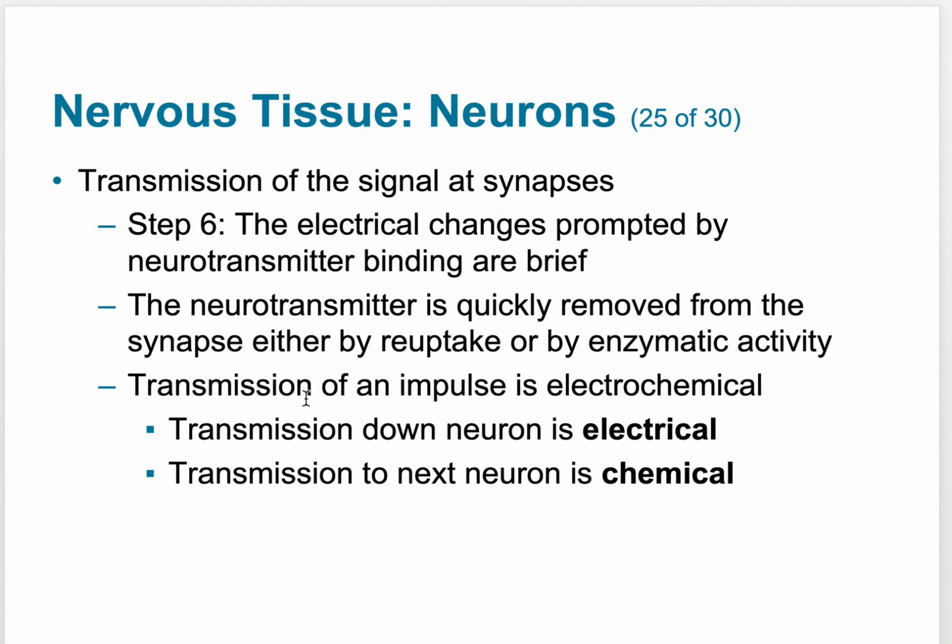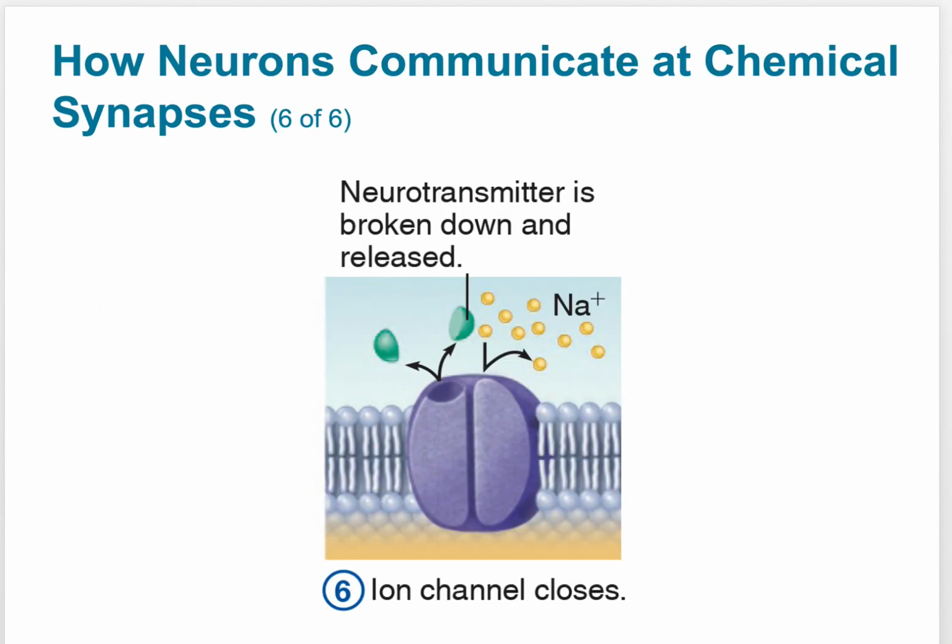So transmission of an impulse is electrochemical. Transmission down the neuron is electrical because you're flipping charges, and then transmission to the next neuron or muscle or gland is chemical, and that's used by the neurotransmitter. So you're going from an electrical signal to a chemical signal, and then ultimately back to an electrical signal, because you're going to cause an action potential to happen in the next cell, which, like I said, could be another neuron, a muscle cell, or a gland.